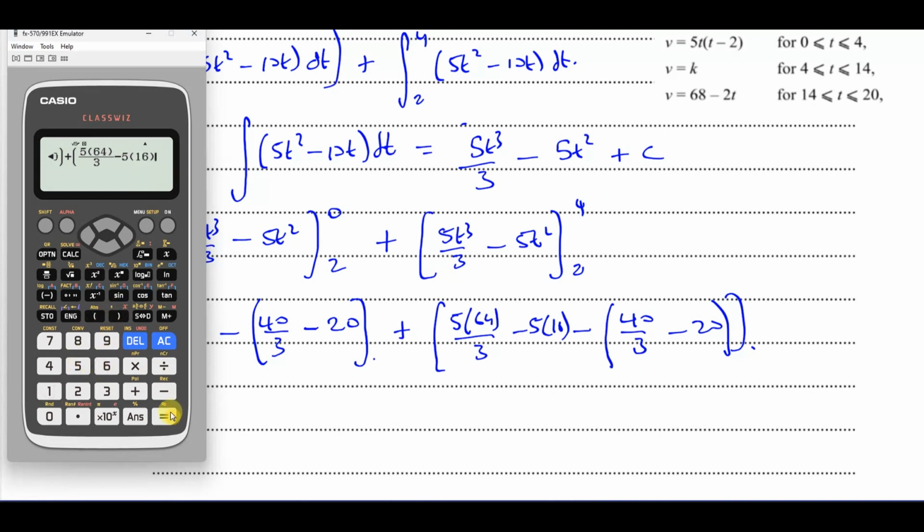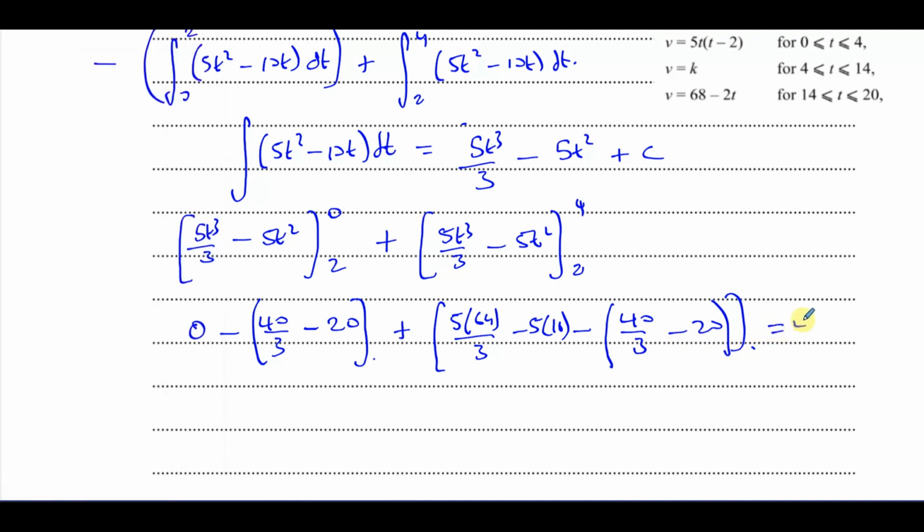Okay, and you're going to take away from that, again, 40 over 3 minus 20, another bracket, and that gives us 40. So that's going to be 40 meters altogether.